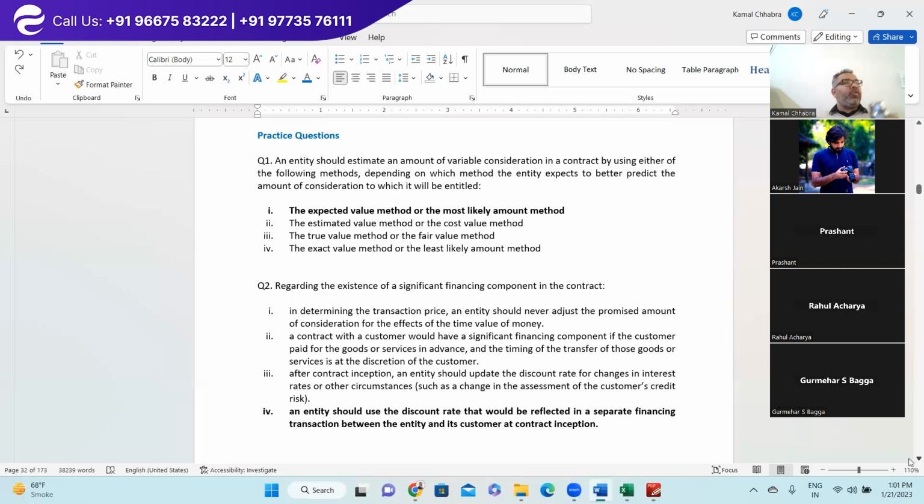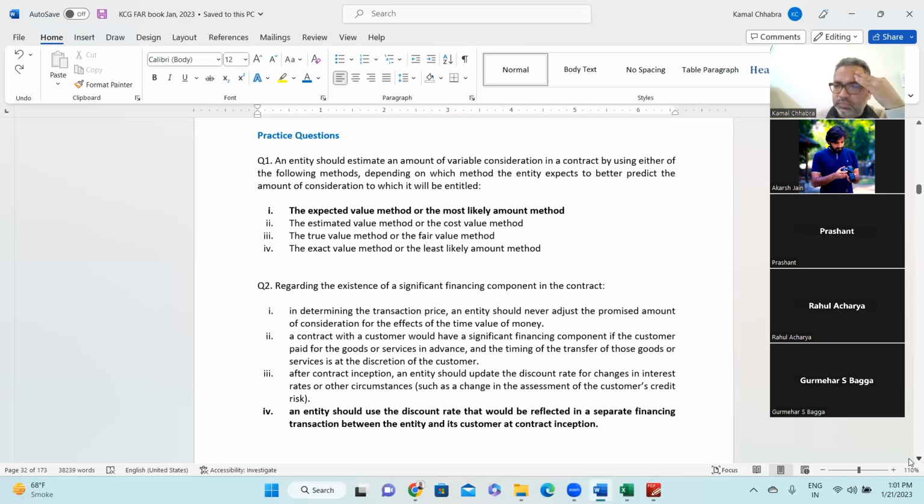What is expected value method and what is most likely method? So in most likely, we have two options basically, and maybe multiple options, but one option is very strong, with more than 50% probability of getting that. And in expected value method, we have different probabilities at different outcomes. So we'll calculate the expected value.